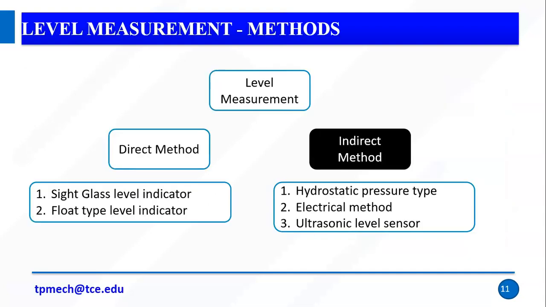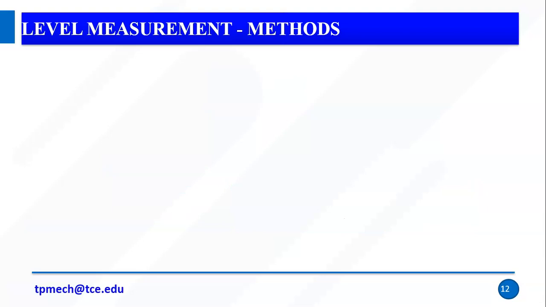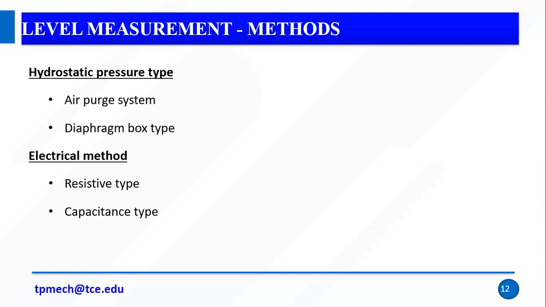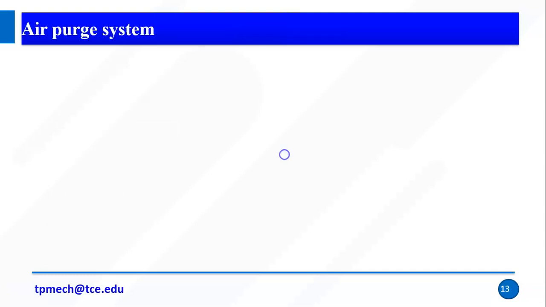Right, the second method is the indirect method of level measurement. We have three types of indirect method: hydrostatic, electrical, and ultrasonic. We are going to see them one by one. In the hydrostatic method, we have many types: air purge system, also known as the bubbler system, and diaphragm box type. So these are the two types. The next one is the electrical method. We have the resistive type and the capacitance type, so inductance, resistance, and capacitance. The third one is the ultrasonic level indicator.